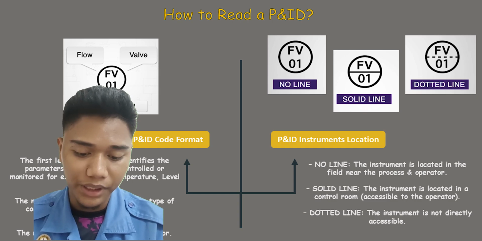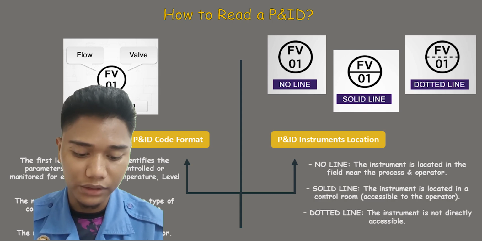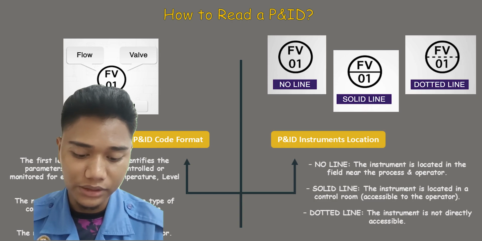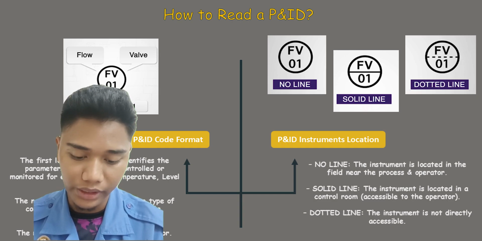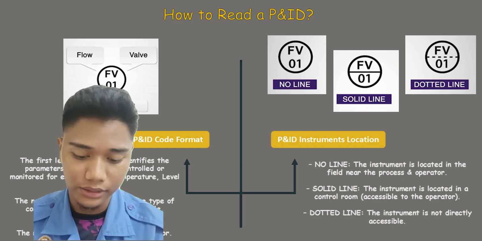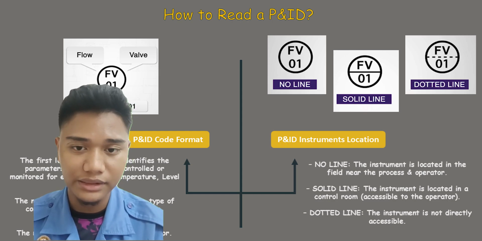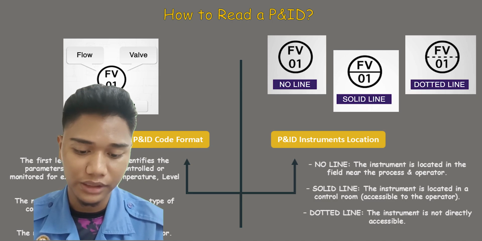The next is PNID instrument location. If there is no line, the instrument is located in the field near the process and operator. If there is a solid line, the instrument is located in a control room, accessible to the operator. If there is a dotted line, the instrument is not directly accessible. As we can see in the picture, there is no line, solid line, and dotted line.